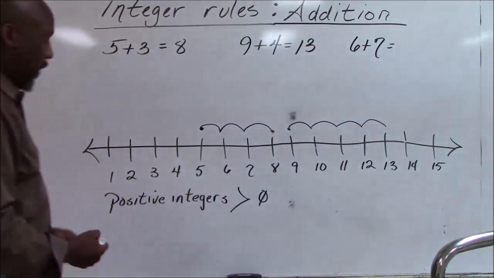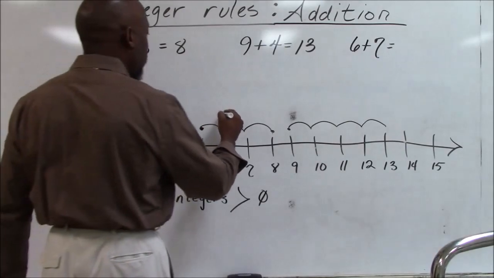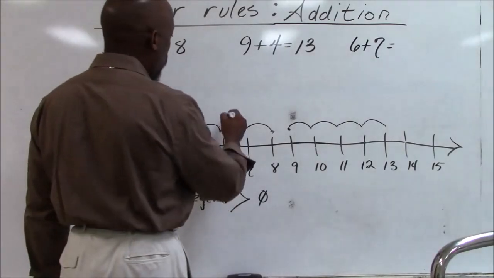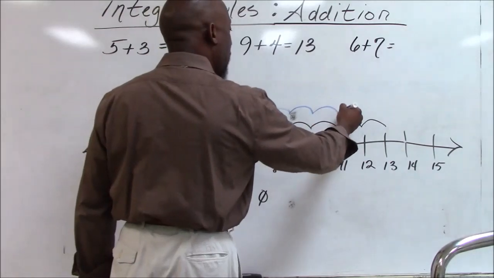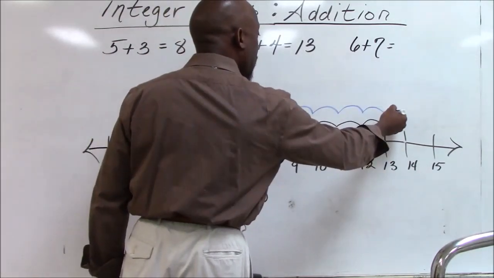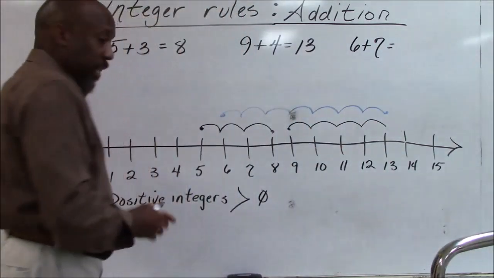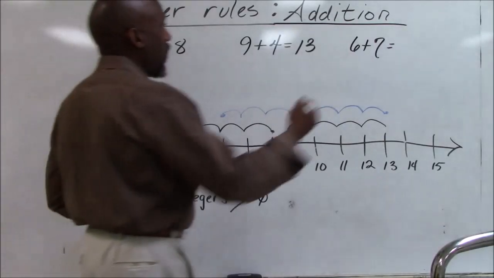We even can do 6. Let's go ahead and mark out 6. And let's go ahead and do 7 more. 1, 2, 3, 4, 5, 6, 7. And we find out that 6 plus 7 is 13.